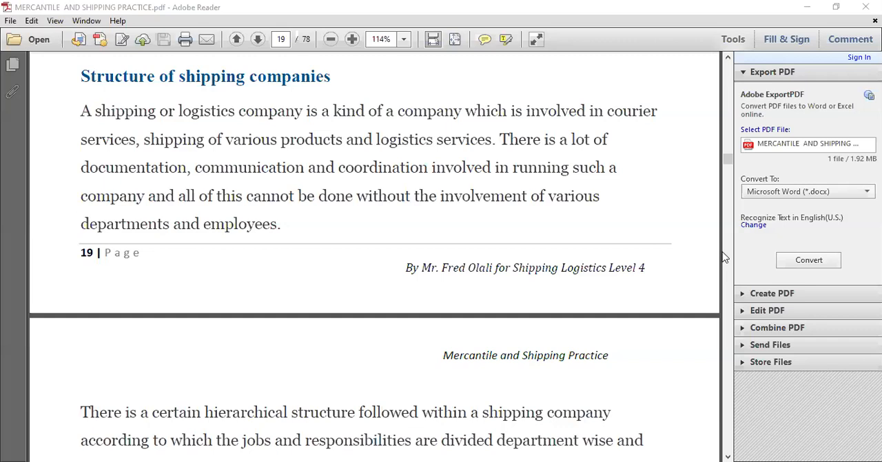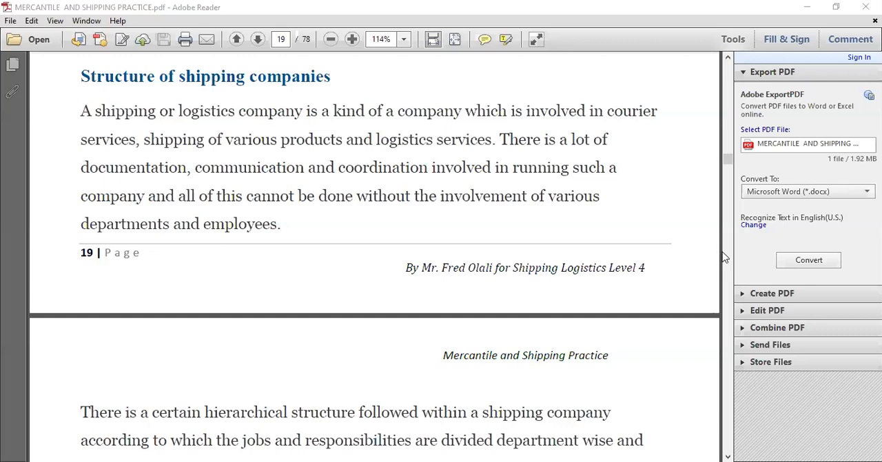And today we'll start by looking at the structure of shipping companies. What we are going to look at here is how the shipping company is being managed, who is at the top, who is at a given level of interaction, or who is at the lowest rank.